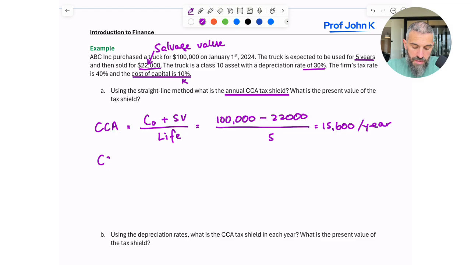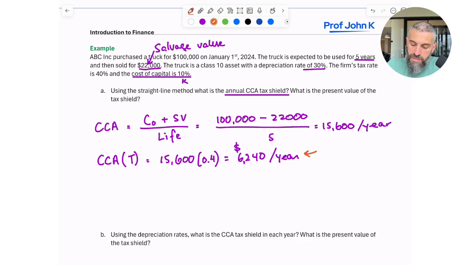The tax shield is found by taking that CCA and multiplying it by your tax rate. So if you have a $15,600 expense and your tax rate is 40%, then each year you're saving $6,240 from your taxes per year. This is your tax shield. Every year you're going to save $6,240 on your taxes.